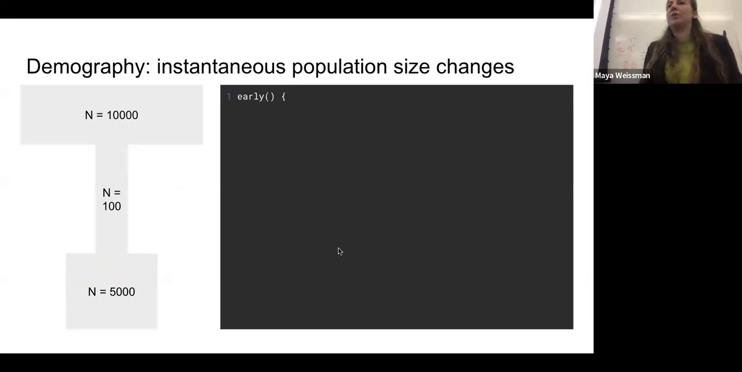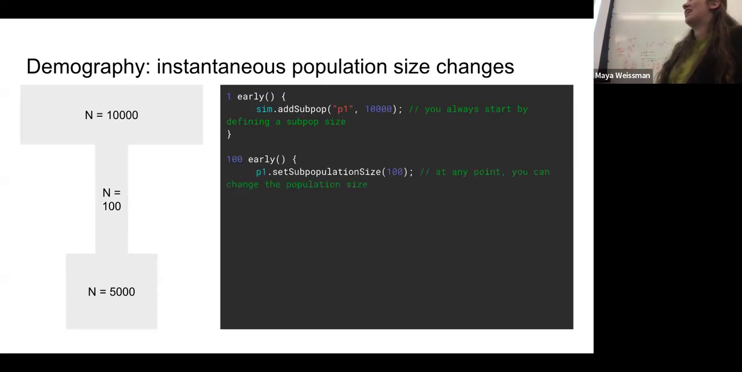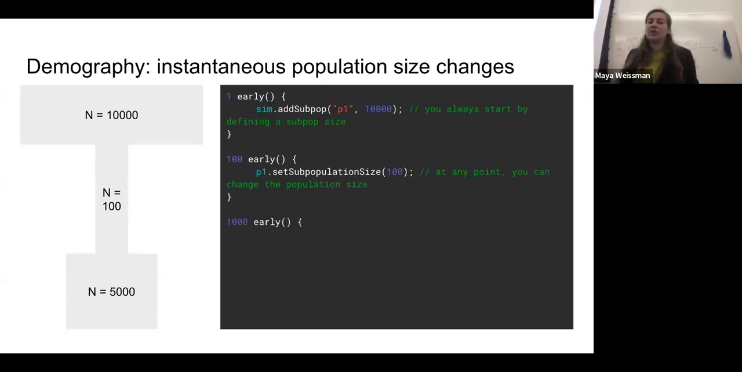This is really easy to do in SLiM. If you'll recall from yesterday, the first thing you do after the initialize section is always, during generation one, you add a subpopulation of a certain size. At any point later, you can just change the subpopulation size. So we're taking the p1 object and modifying it: p1.setSubpopulationSize to a brand new number, and it'll stay at that number until you change it again.